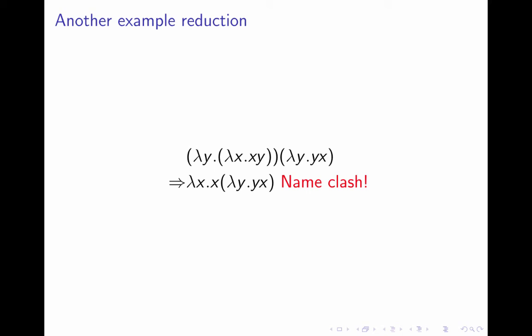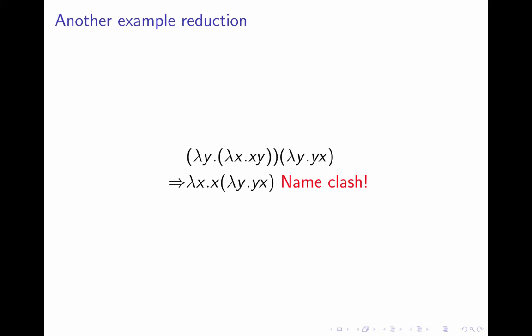Here's another example reduction that shows the need for being very careful when it comes to renaming bound variables. The need for alpha substitution, alpha equivalence. Here is lambda y dot lambda x dot lambda x dot x y applied to lambda y dot y x. Let's naively substitute lambda y dot y x for y over here, and then we get lambda x lambda y dot y x. And the problem is that there is a free x in one part of the expression and a bound x in another part of the expression, and we get a name clash. The two x's are confused.